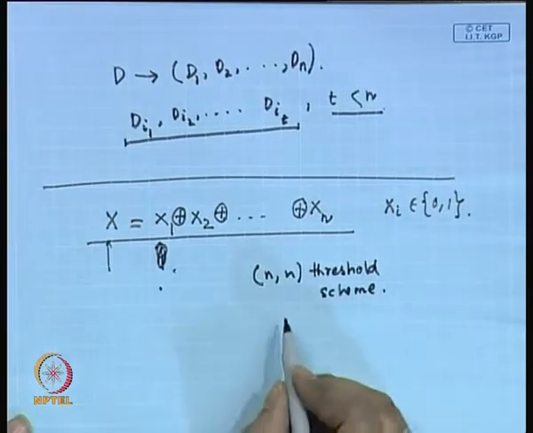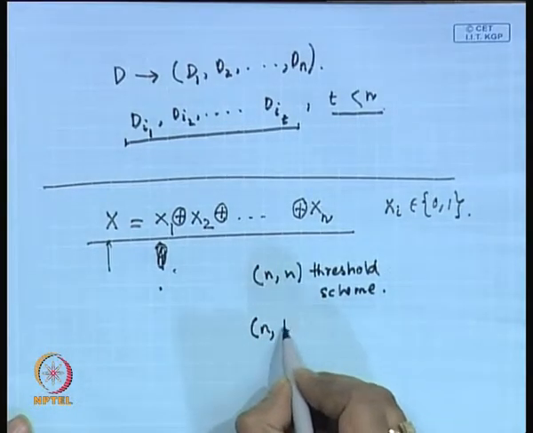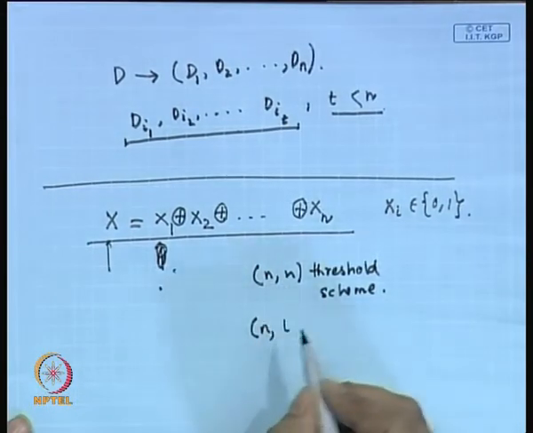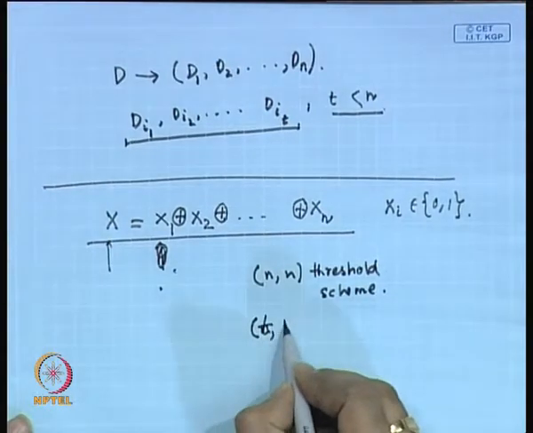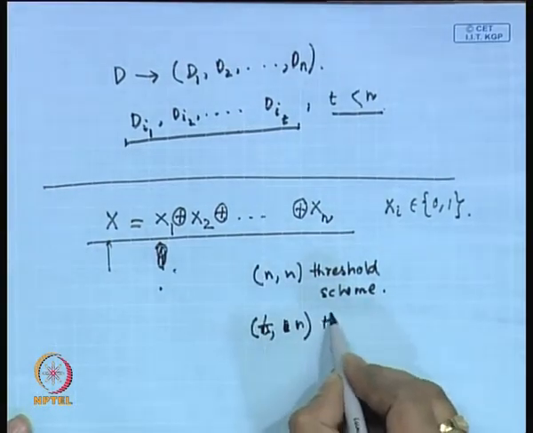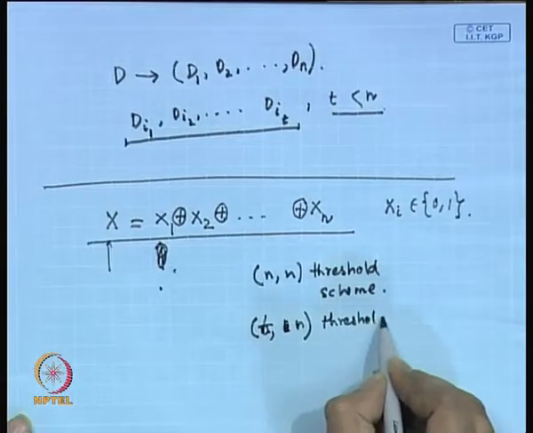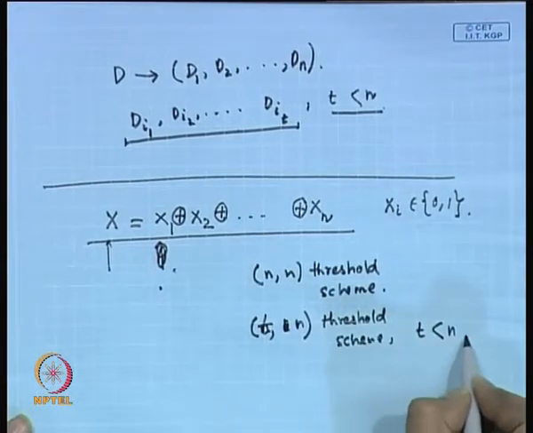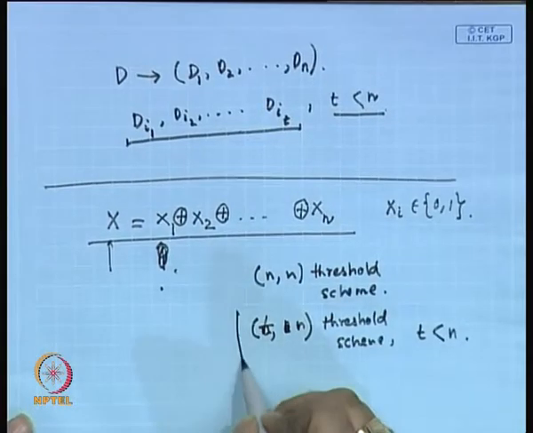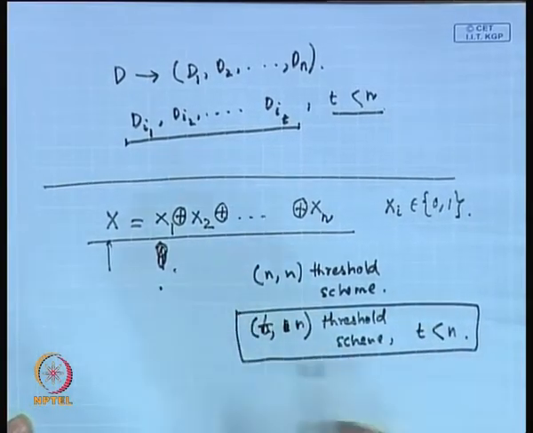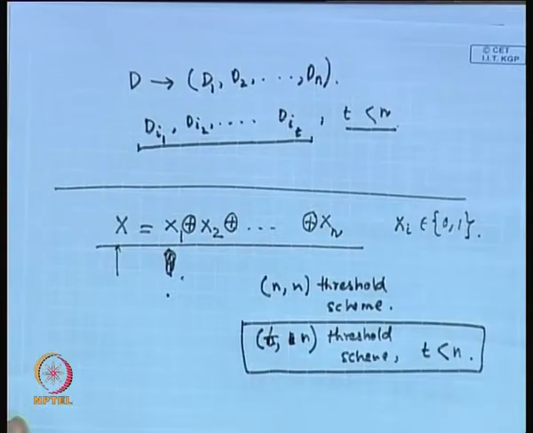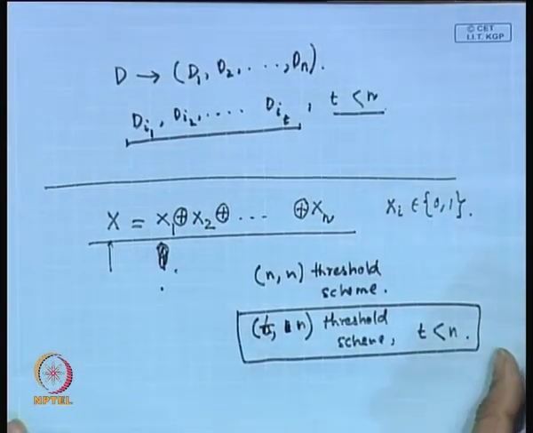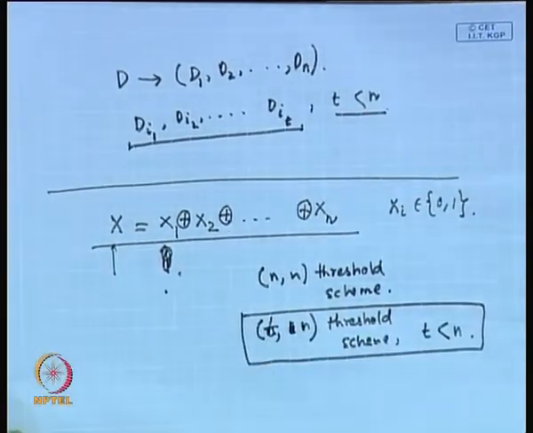Now, more interestingly, we want to find a technique which is lesser than that, that is, a (t, n) threshold scheme, where t is less than n. So how do we devise a mechanism like this? Do you understand the problem?